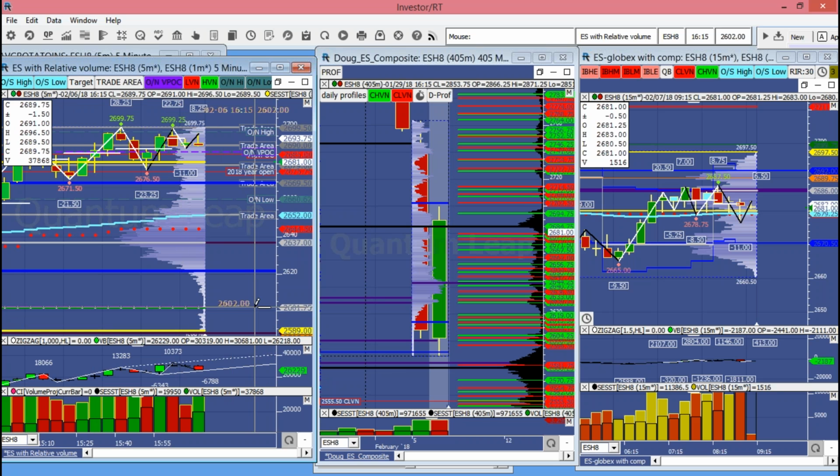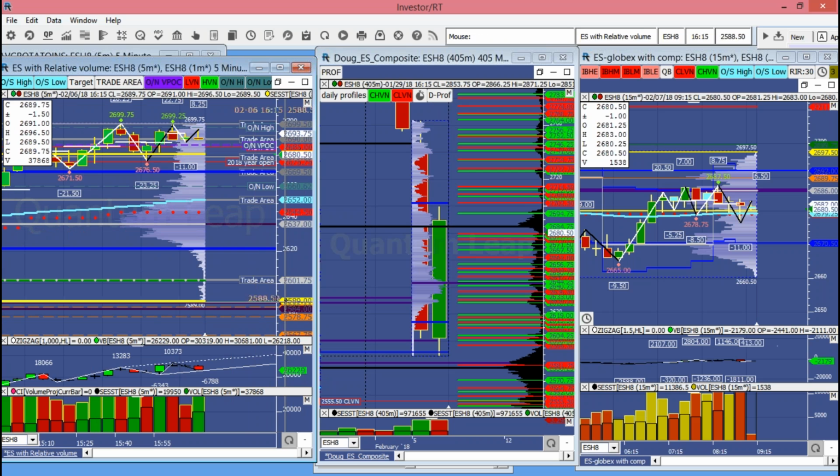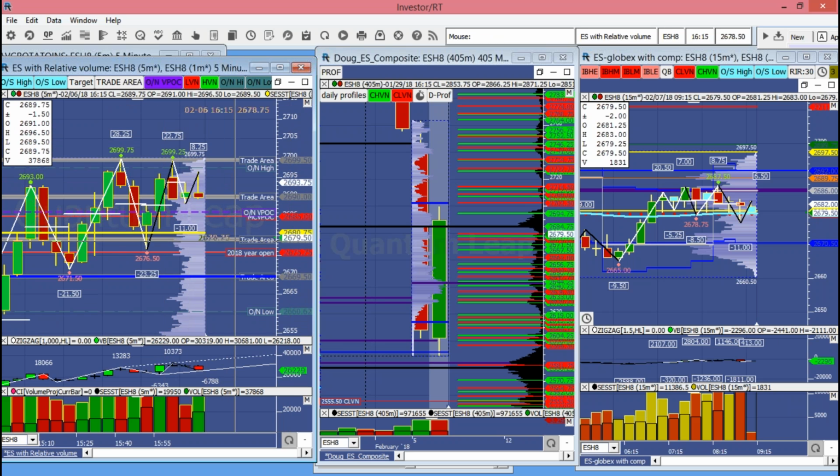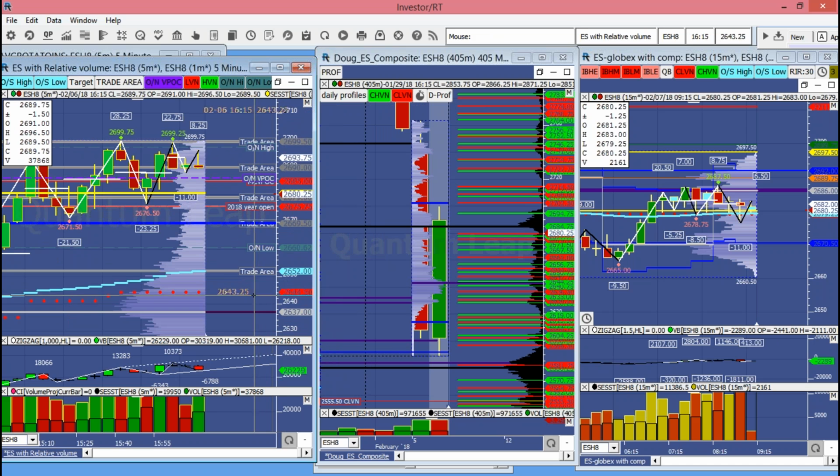I'm actually going to use the open, and we still have some gaps down here that we missed from yesterday, going down even lower. But right now we're trading above the 2018 year open. Our 2-day balance is down here at the 43 area, which is basically just above the VPOC from yesterday. So we had a lot of buyers coming in here.